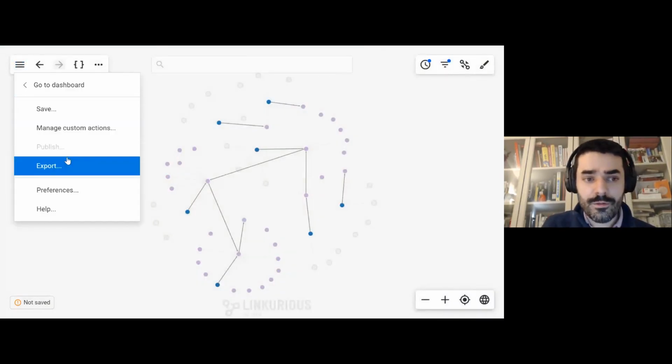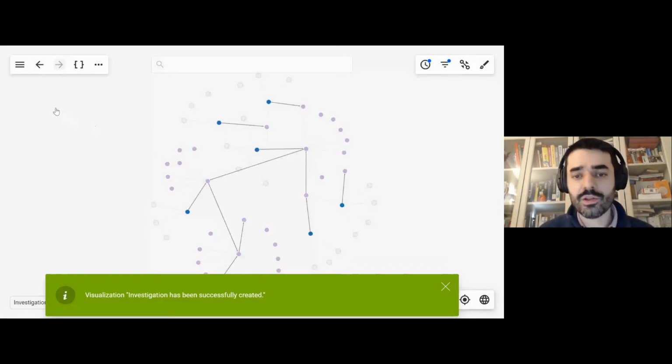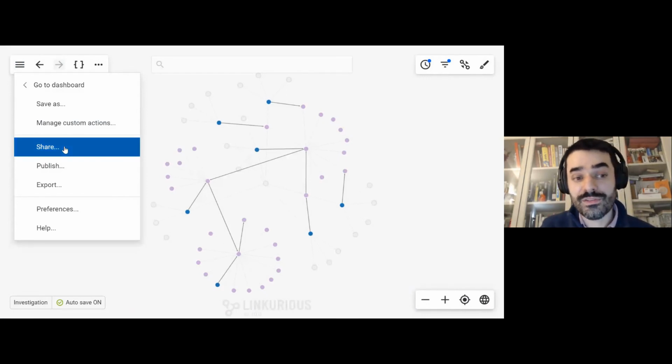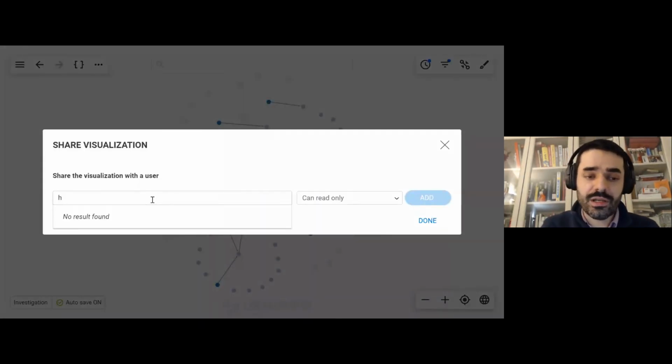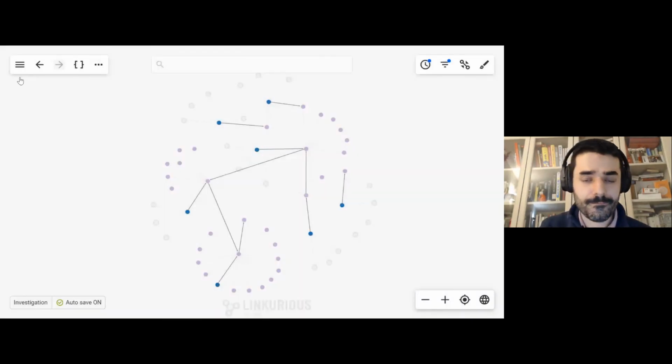I can also save the visualization, so that I can go back to it in the future. That visualization that we have saved, we can share it with others. So here I can simply type the name of a person working in my team to give him or her access to what I've uncovered. So it's really a powerful way to work collaboratively on that type of investigation. So here we have seen how Linkurious Enterprise accelerates the investigation.